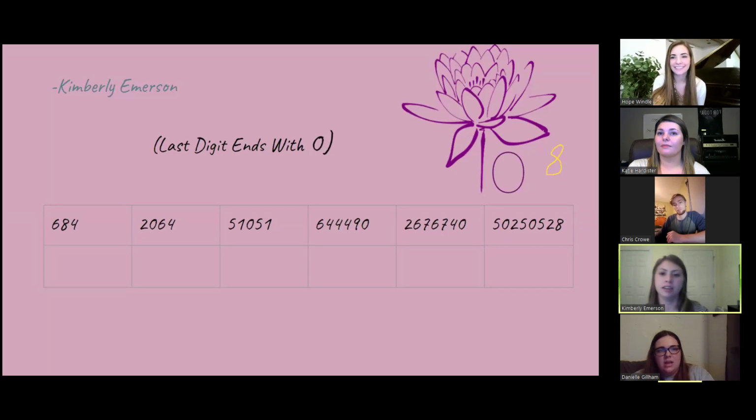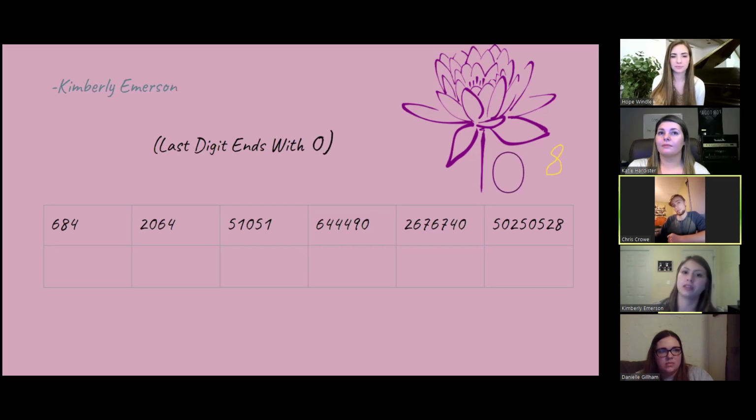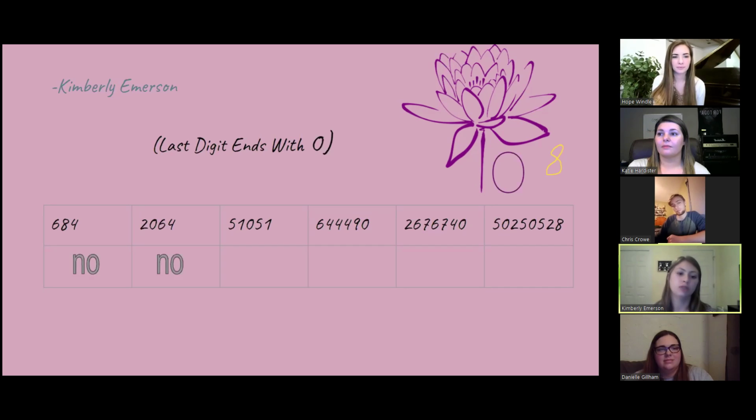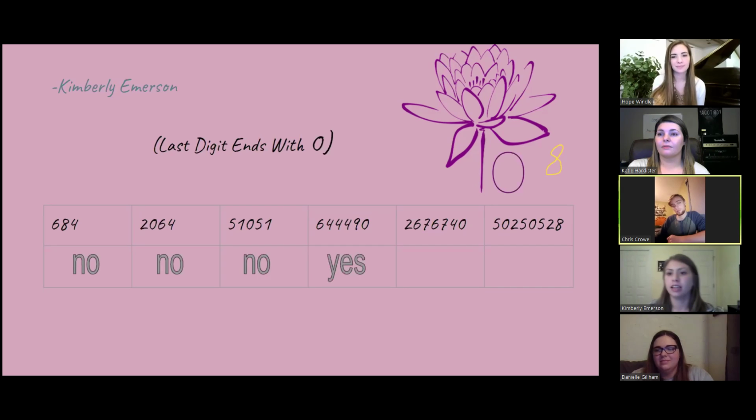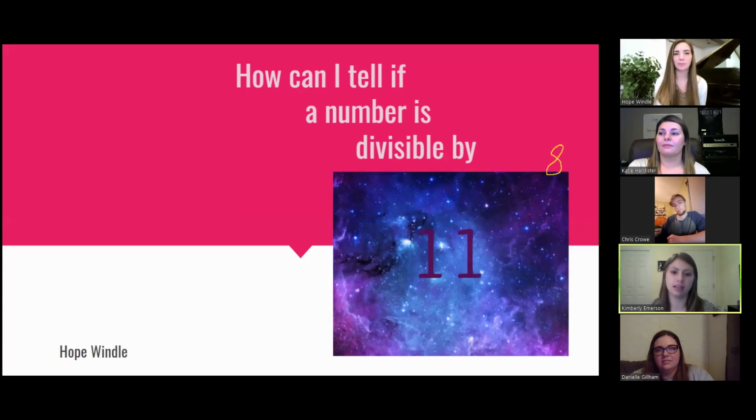Hey Kimberly, let's look at 10. How can you tell if it's divisible by 10? It's simply just if the last digit has a 0, because anything with a 0 on the end can be divided by 10. So 684 no, 4 no, 1 no, 0 yes, yes, and then no. And we can tell by the last digits.